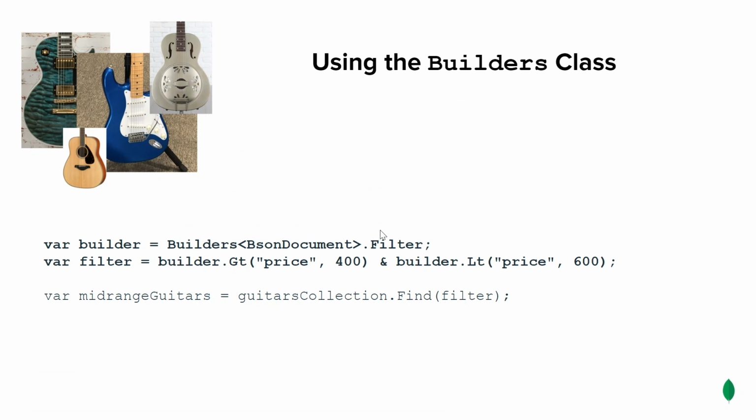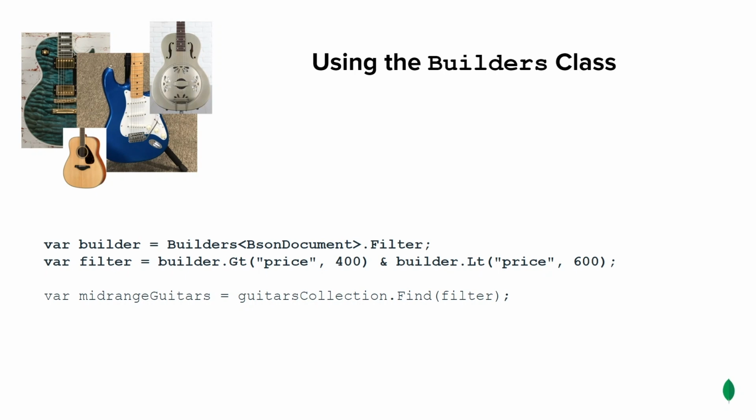Now, with a builders class, you specify the type of document you want to build. In this example, you say you want to build a find filter, called filter. The builder now has some properties like GT for greater than. You can pass in an ampersand for and, and it also has an LT for less than. So that same query of all guitars more than $400 but less than $600 can be handled in a more graceful way. You don't have to remember to do $gt or any of the other MQL specifics to get this to work. It's also a lot shorter than using a BSON document.